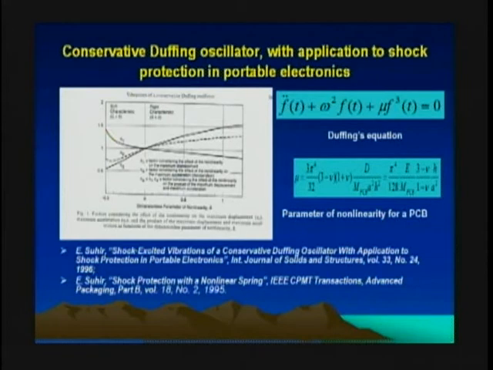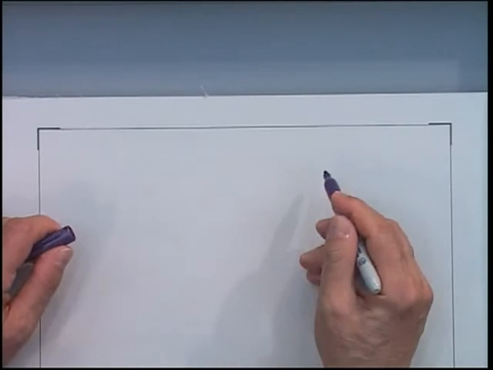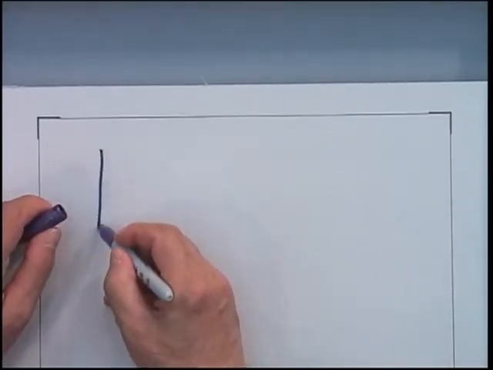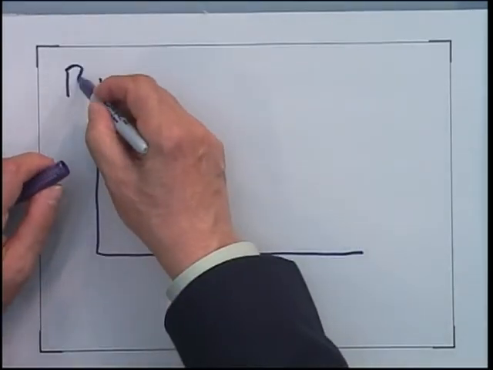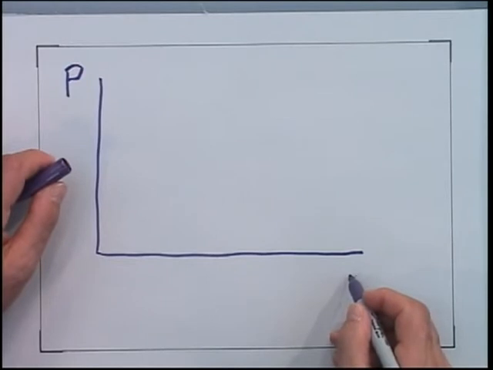Let's now consider, again, the conservative Duffing oscillator with the application to shock protection of portable devices. So far, with this nonlinear system, we considered only a system with a rigid characteristic of nonlinearity. Why did we do that? Because that was the physics of a situation when we had reactive forces. But generally speaking, if this is the relationship between the force and, let's say, displacement.